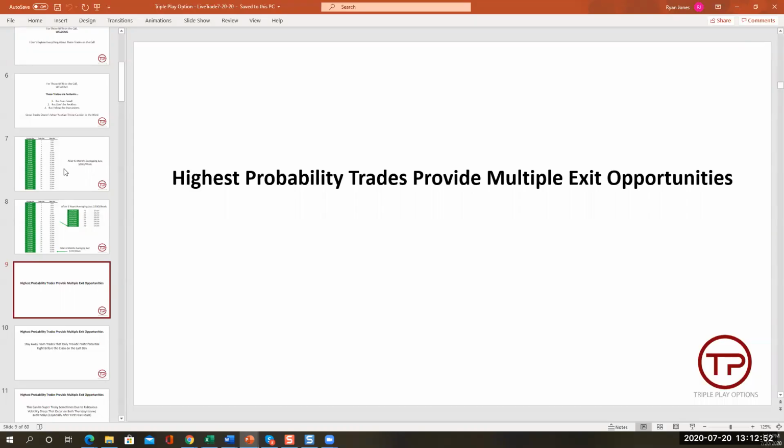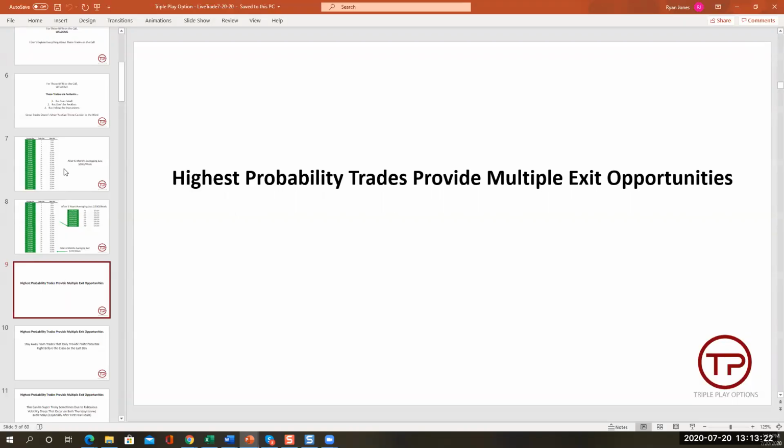And if there's any indicator of a trap trade, if you will, it's that it never shows a profit until the very end. That one is often a trap trade. So when we're putting these trades together, we're hoping to put them together so that there are multiple exit opportunities throughout the week.